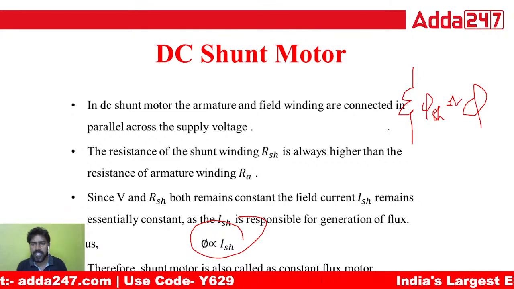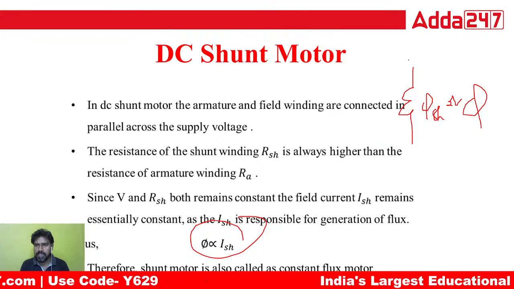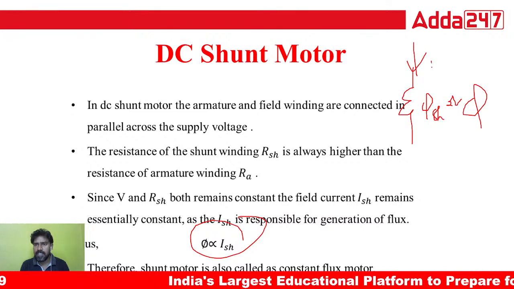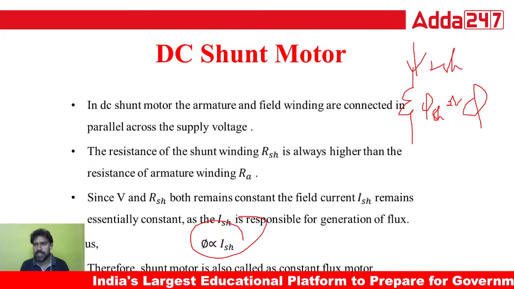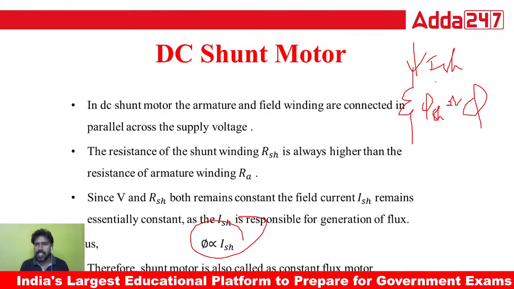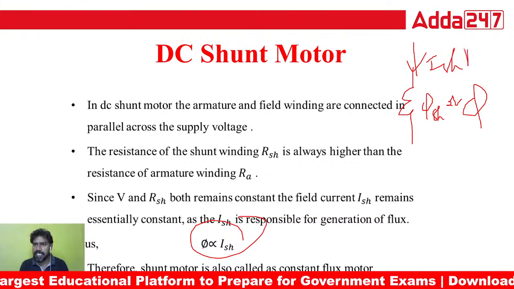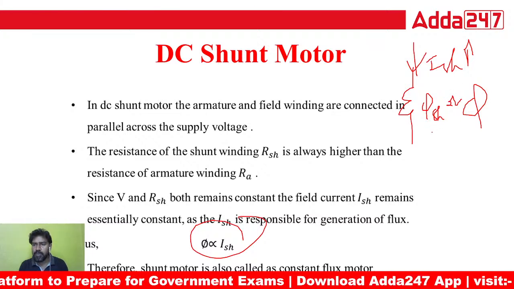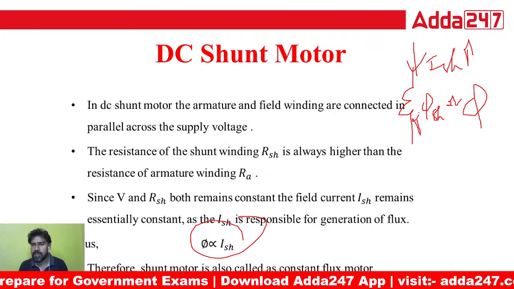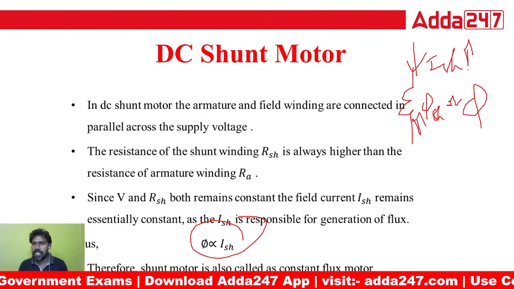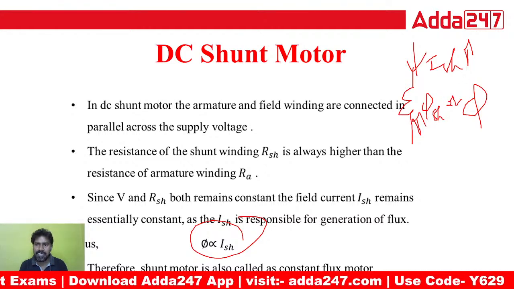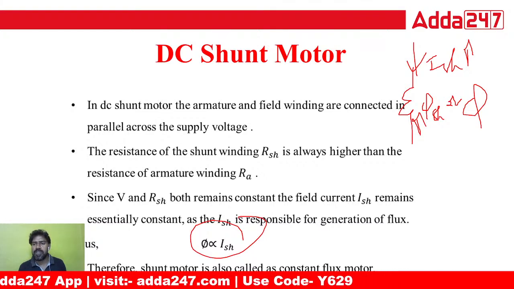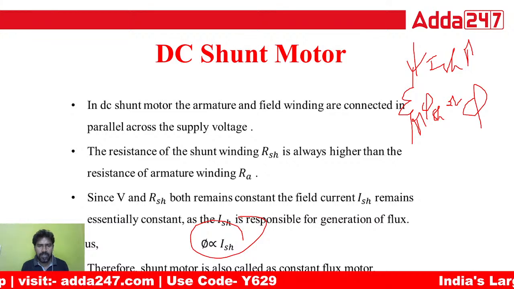The flux produced by this is directly proportional to the current passing through the same coil, that is ISH, which I represented here. When ISH increases, with more current passing through the field winding, more flux is produced. Current is more, flux is more. Current is less, flux is less. Suppose current is maintained constant, the flux will also be constant. So that you can remember.